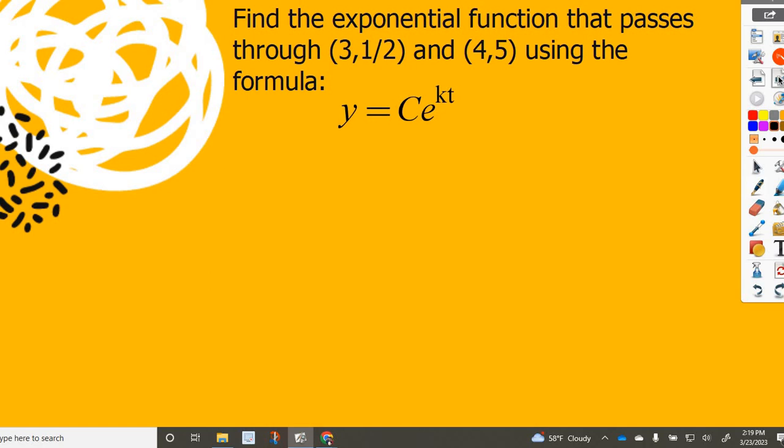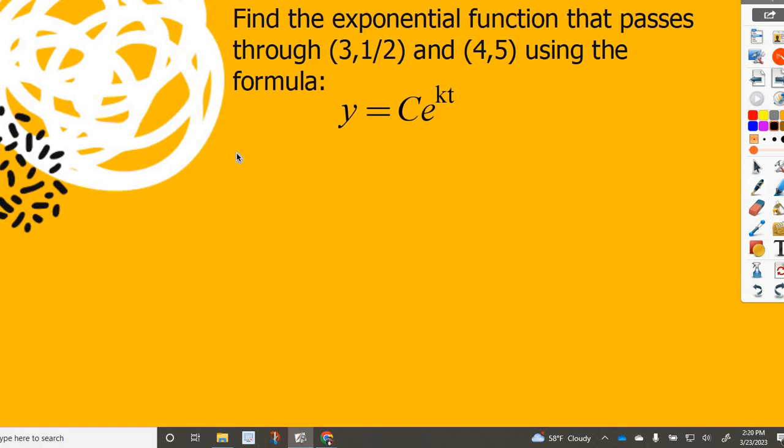What's different about the 2 points that they gave us this time instead of the ones that they gave us last time? We don't know what the initial condition is. They don't give us a 1 with 0, so we can't just find C right off the bat. Makes a little bit more work. What do we want to do then? Well, let's try plugging those things in, okay?